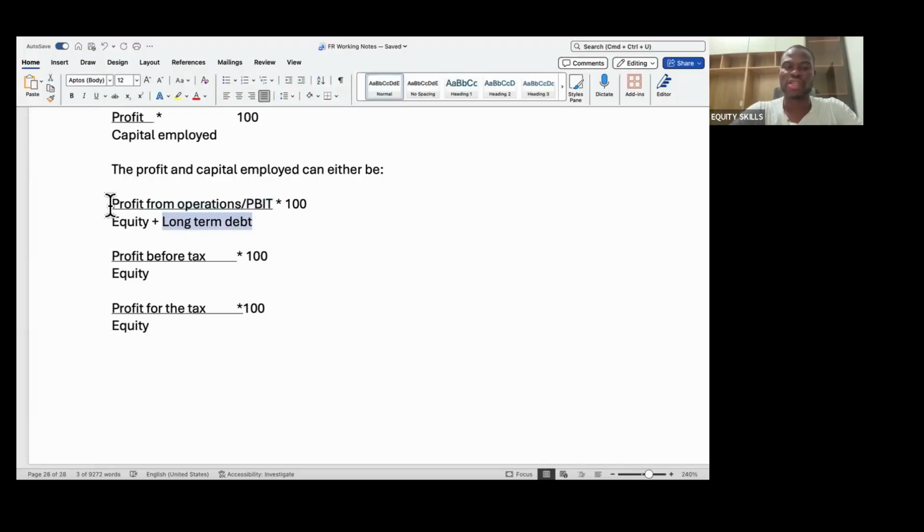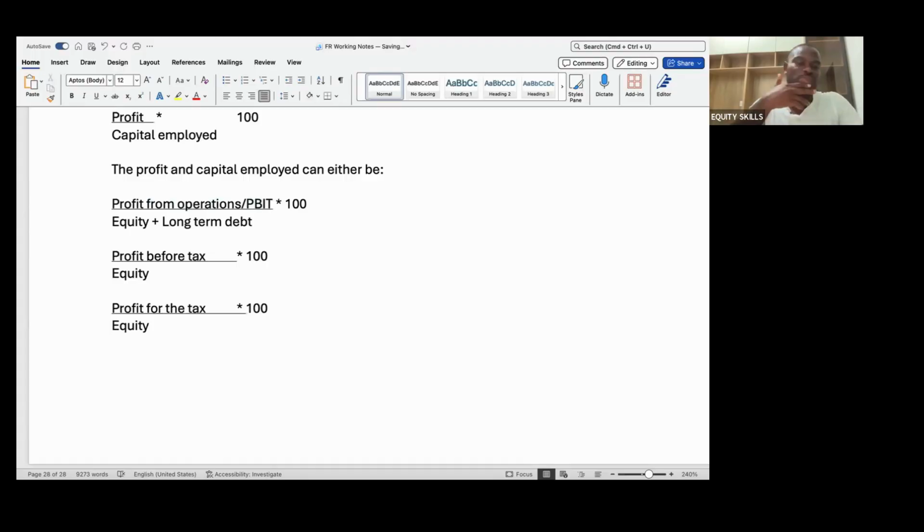So whenever the examiner tells you to use capital employed as equity plus debt, then make sure you use profit from operations. If the examiner tells you to use capital employed as just equity, then don't use profit from operations. Make sure you use PBT or PAT. In some other instances, you might be using your total assets.